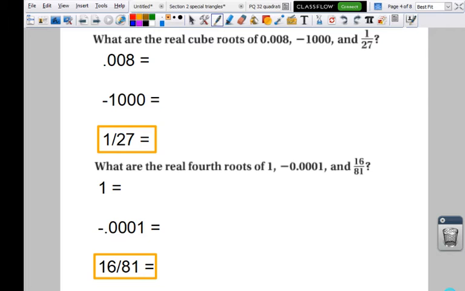Alright, so we're going to calculate some of these. So we're going to look at some of these now. I'm going to find the cube roots of three different things: 0.008, negative 1,000, and 1 over 27. So a cube root is, I really want to know what to the third power equals whatever I have here. Actually, no, I'm not going to write it that way because that's going to be a mistake.